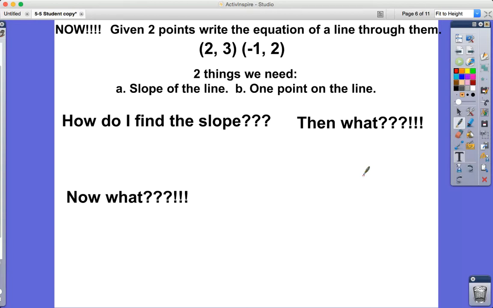Okay, in the last video, we learned how to write an equation of a line in slope-intercept form given only the point and the slope.